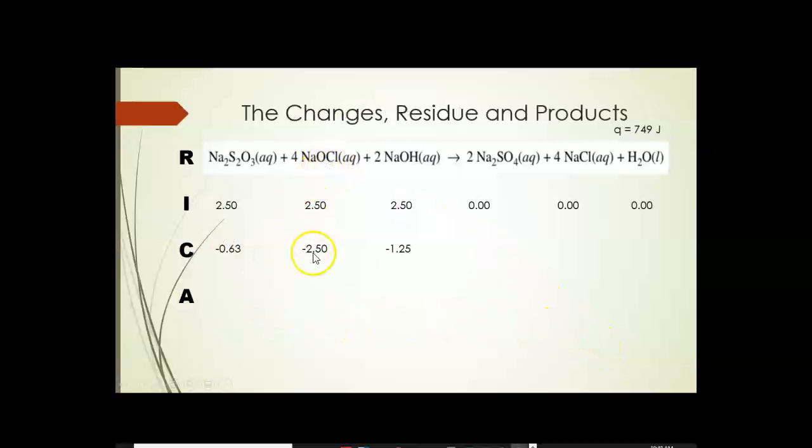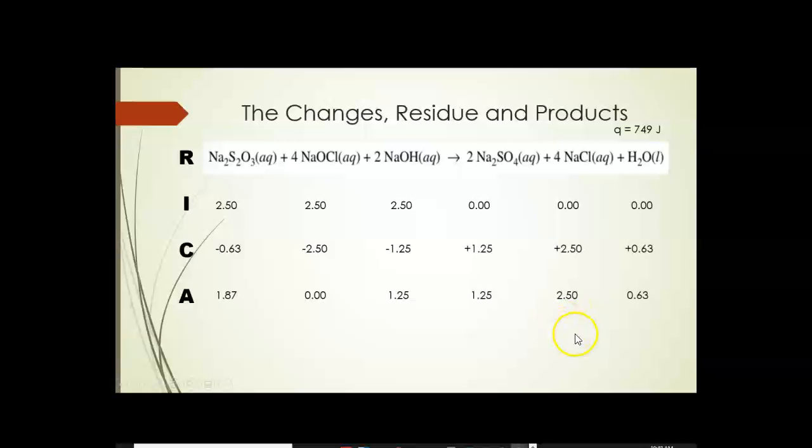Thus the limiting reactant is right here, the one that's used up fastest. So we use all of that up. We use up 1/4 of this. We use up 1/2 of that. We are left with 3/4 of our original here, none of the sodium hypochlorite, and 1.25 millimoles of the sodium hydroxide. Now, how much product do we get?